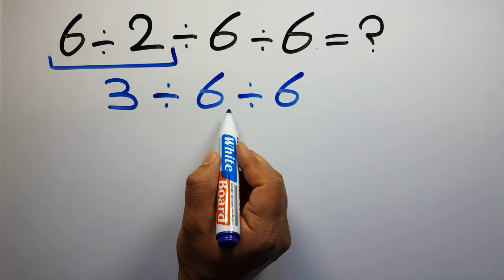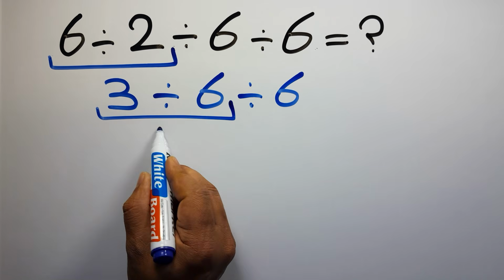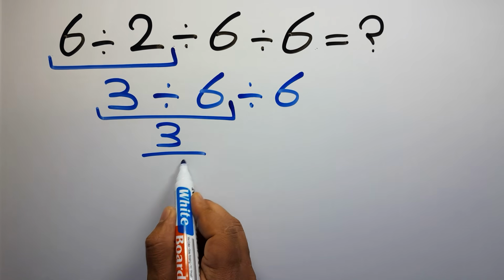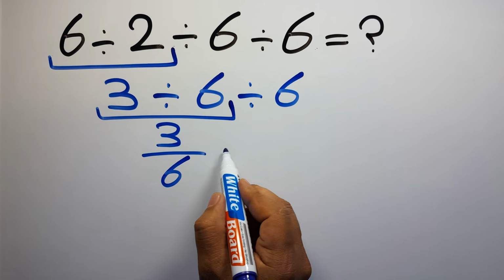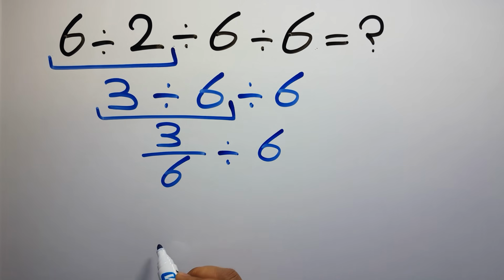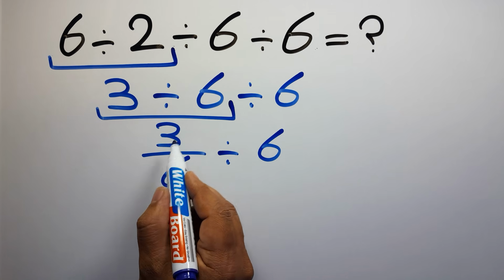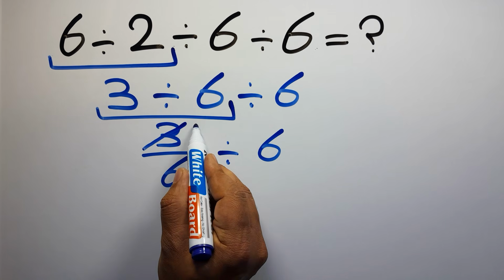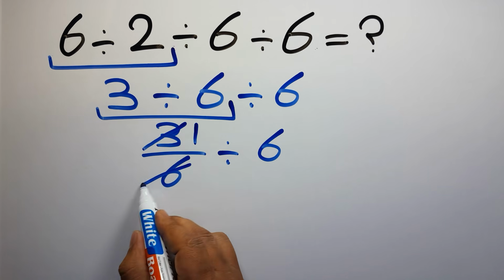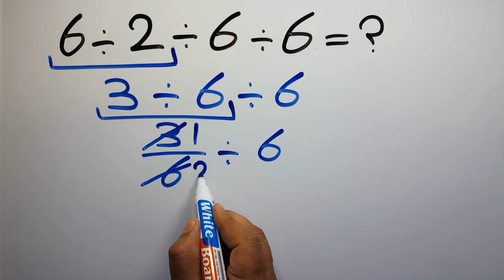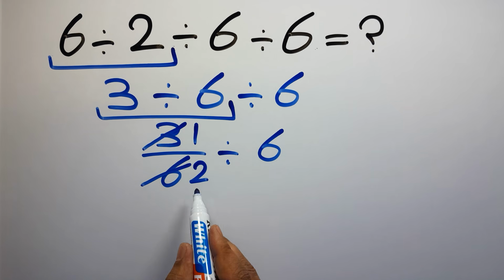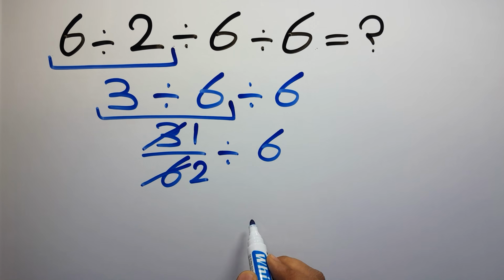3 divided by 6 can be written as 3 over 6. Then divided by 6. Now let's simplify this fraction. 3 divided by 3 gives us 1 and 6 divided by 3 equals 2. So we have 1 over 2 divided by 6.